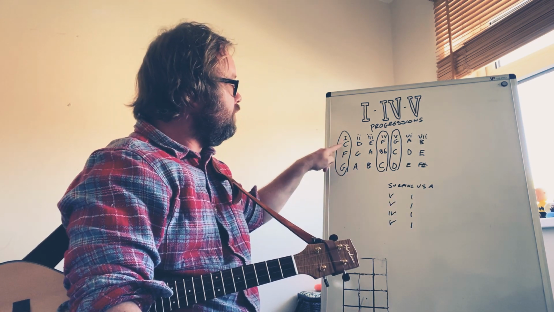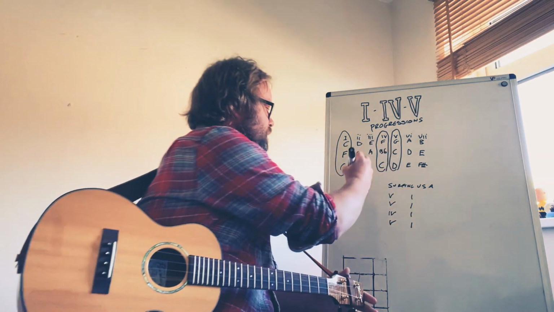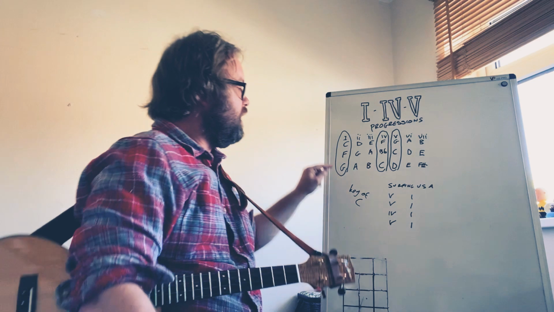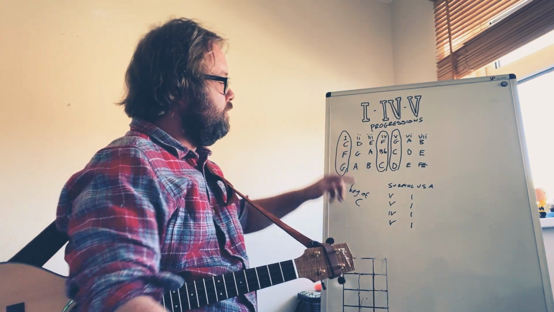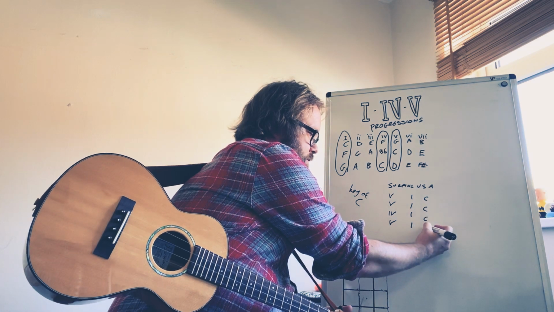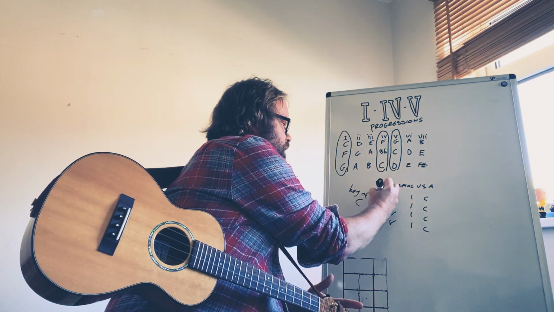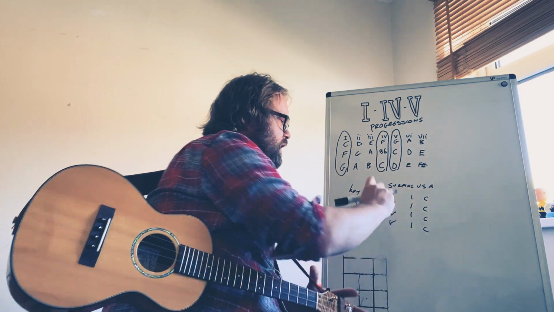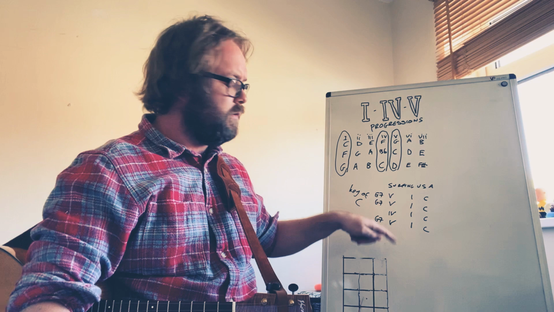Now, let's keep this in the key of C. Let's write that down, key of C. So in the key of C, all of the 1 chords are C, right? And all of the 5 chords are G, but because we want that lovely tension of the 4-part chord, we're going to play G7. Now, there's one other chord here that we haven't looked at, this 4 chord.